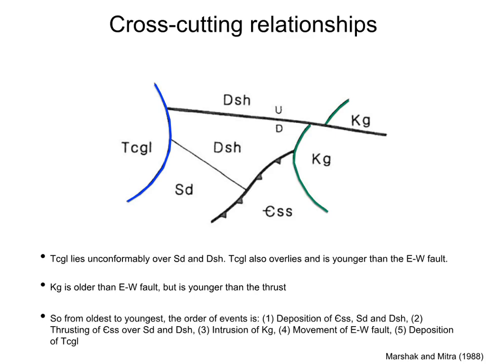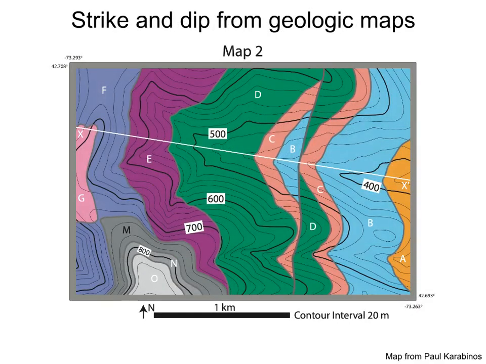Therefore, the order of events from oldest to youngest is deposition of the Cambrian, Silurian and Devonian. Then, thrusting of the Cambrian over Silurian and Devonian. Then, intrusion of the Cretaceous granodiorite. Then, movement of the east-west fault. And finally, deposition of the tertiary conglomerates. In class, we will analyze this geologic map.